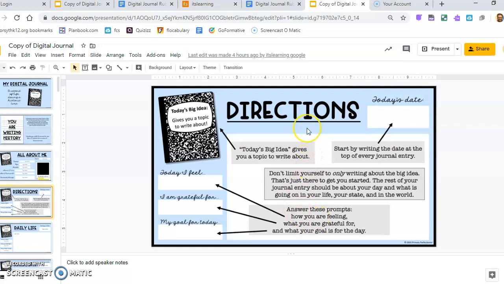This is like a journal. Obviously, you get as personal as you want. You don't have to get super personal, but it's a reflection of the day.